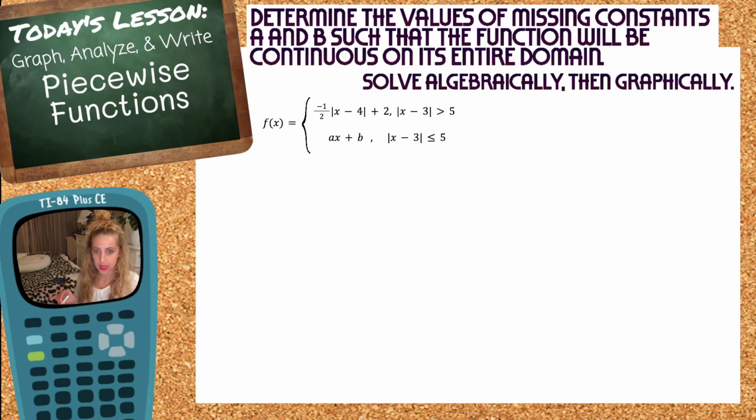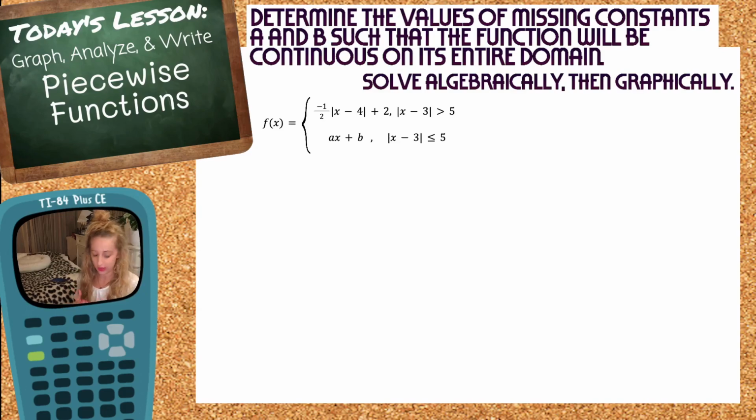Hey everybody, in this example we are going to determine the values of missing constants a and b such that this piecewise function will be continuous on its entire domain. We're going to solve algebraically and then graphically. Okay, this problem is unique in a couple of ways.